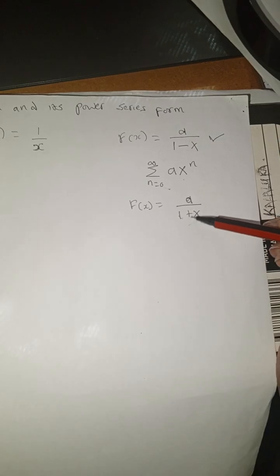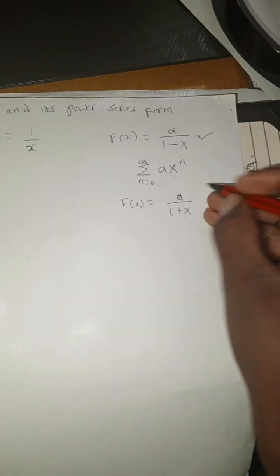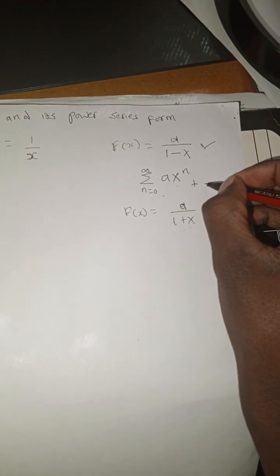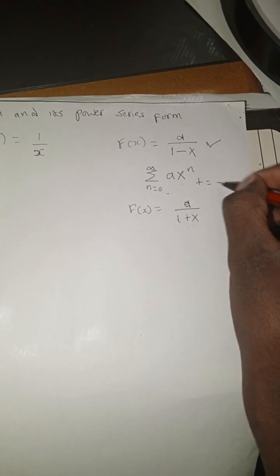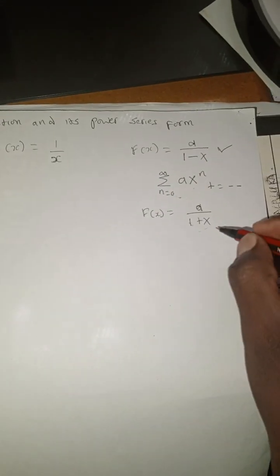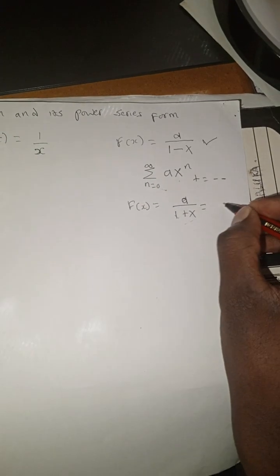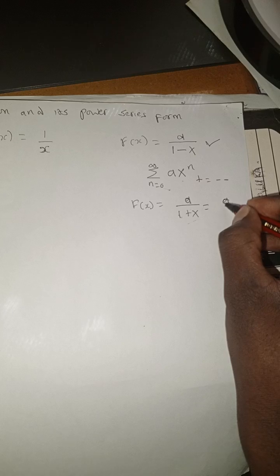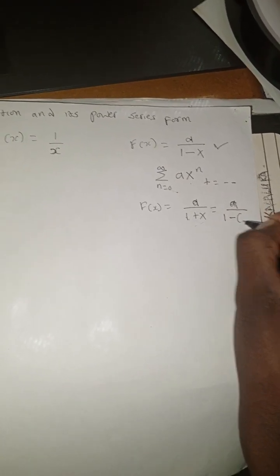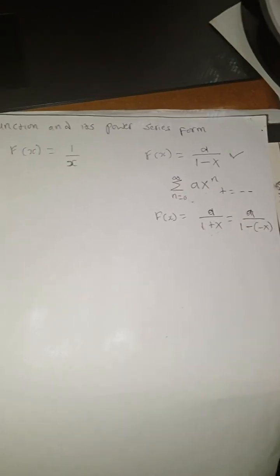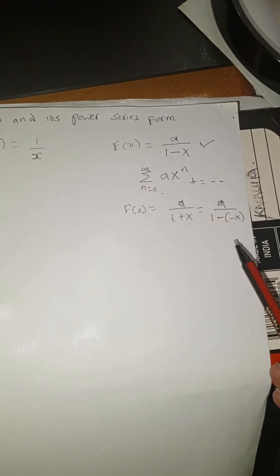Now how can you turn this positive into a negative? We all know the fact that positive is equivalent to negative multiplied by negative. We know that when you multiply two negatives, you're going to get a positive. So that is the fact that we are going to use. I'm going to say a all over 1 less negative x. So now you have to take caution of this.